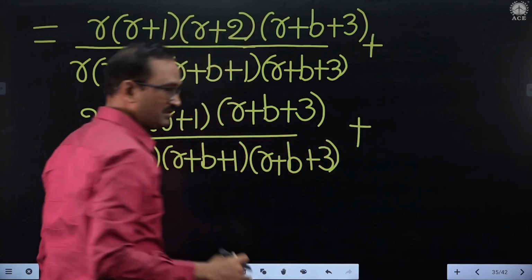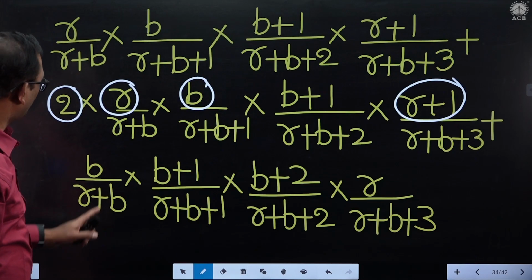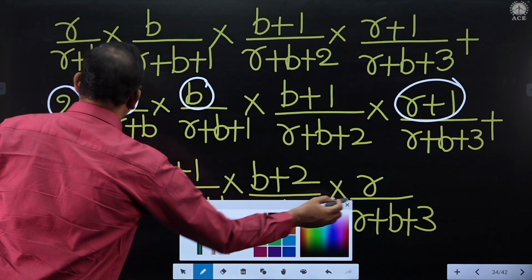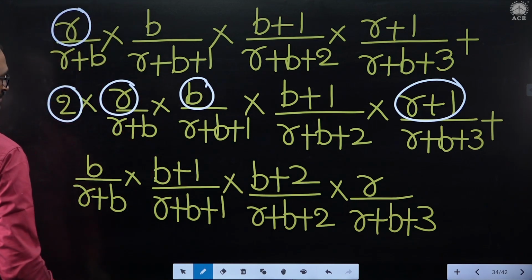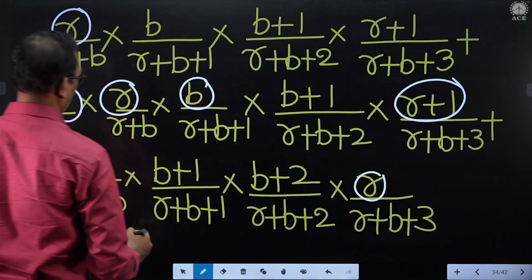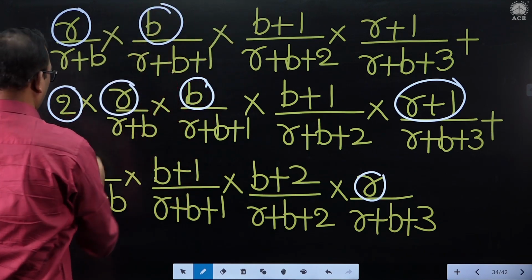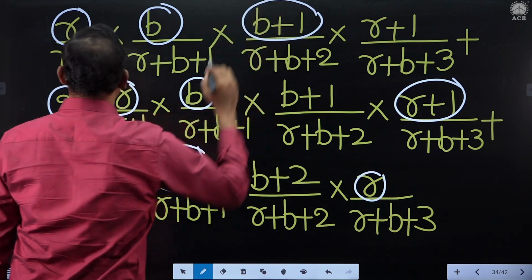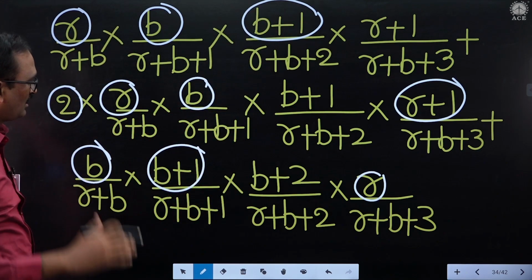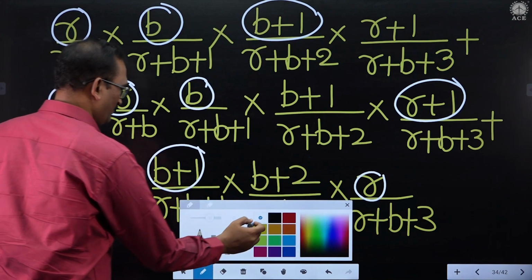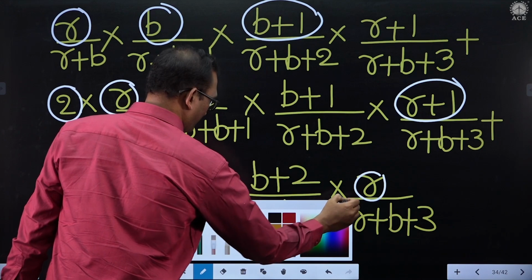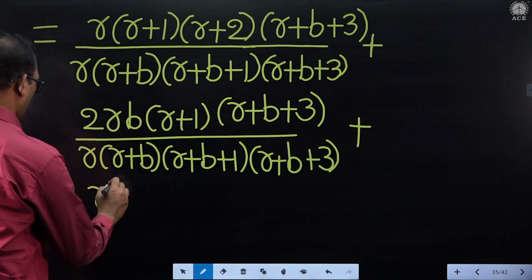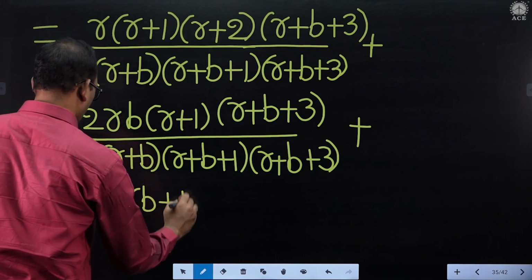Let me write the next term. So the terms remaining are this one and this one. Please observe carefully. Here b, here b plus 1, here b plus 1. rb b plus 1 as a common factor. rb b plus 1 common.